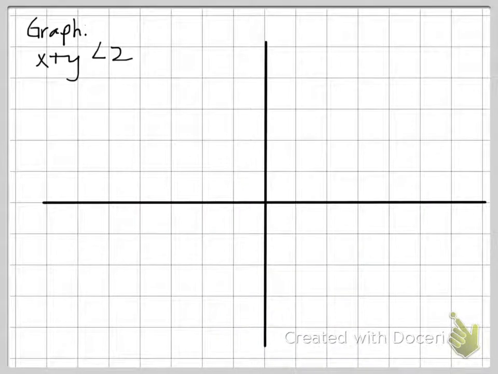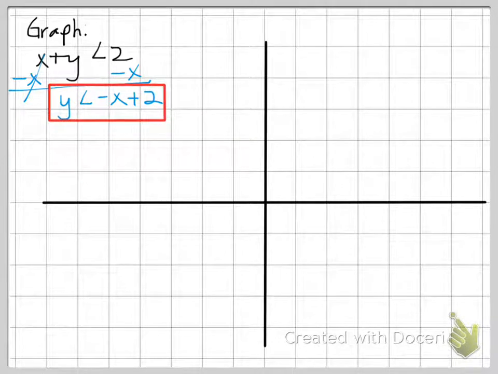The first thing we're going to do, our first example, is going to be to graph x plus y is less than 2. Okay, what is our first step? Very good, Savannah. We're going to solve for y, so we're going to subtract x from both sides. This is going to give us y is less than negative x plus 2. Notice I did not flip my sign because I did not multiply or divide by a negative sign.